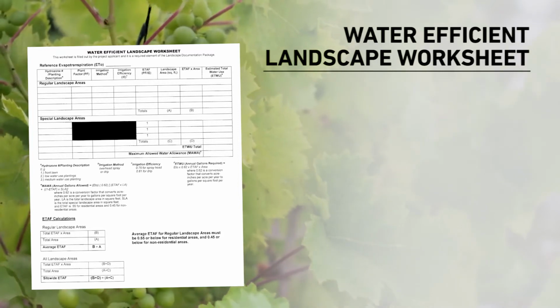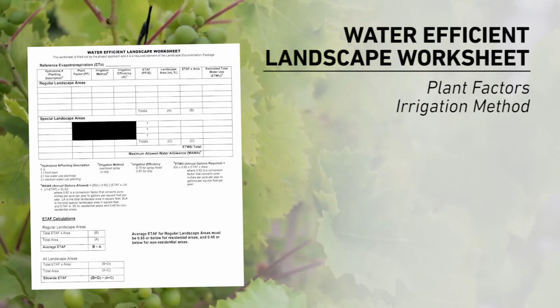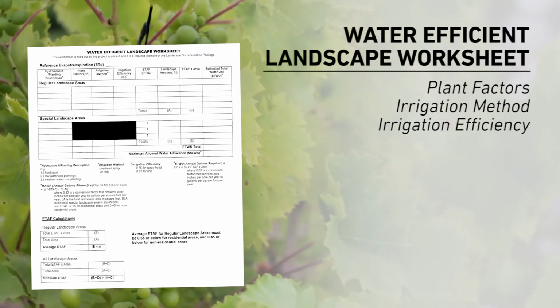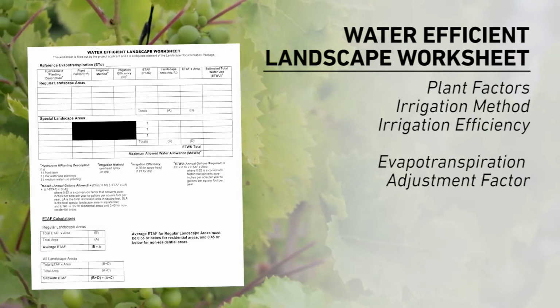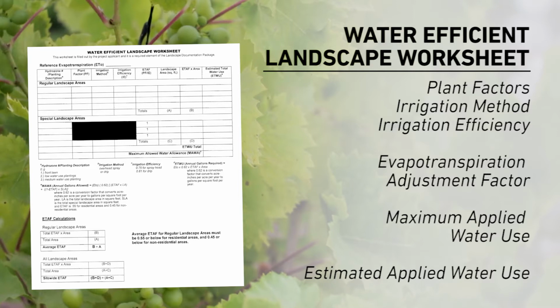The Water Efficient Landscape Worksheet includes information on the plant factors, irrigation method, irrigation efficiency, and required calculations for evapotranspiration adjustment factor, maximum applied water use, and estimated applied water use. Oof. Thankfully, your landscape design professional will know what all those mean.